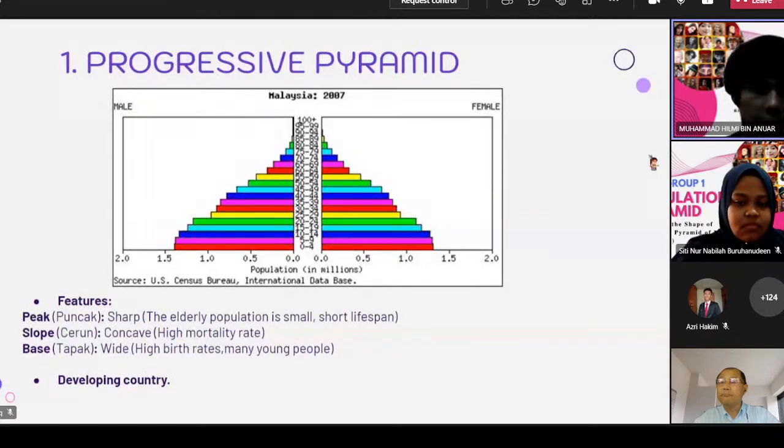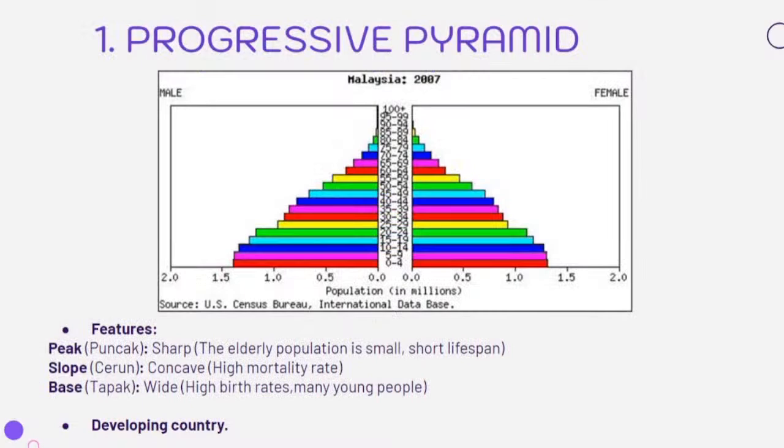We can categorize the pyramid into several features. First is the peak, meaning the top of the pyramid. This peak means the elderly population is small and the lifespan is short. This may be due to low levels of health, low lifestyle care, or lack of a healthy lifestyle, which results in a short lifespan. The slope is concave, meaning a high mortality rate in the adult group.